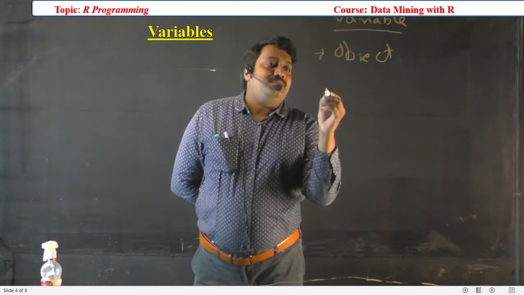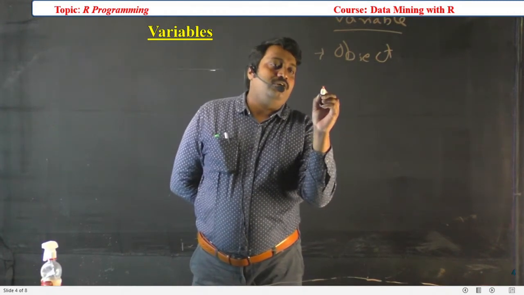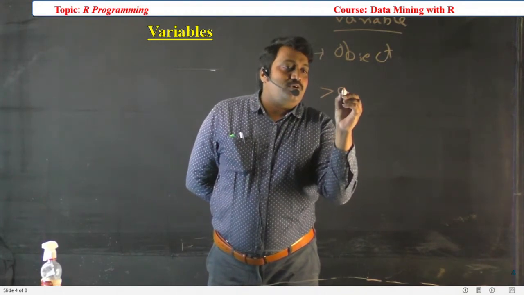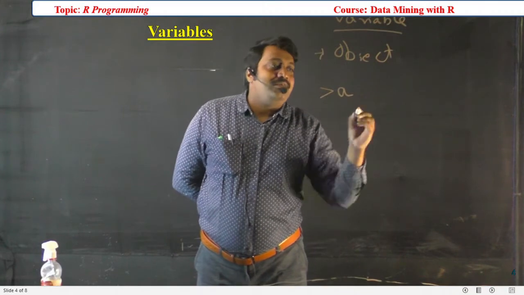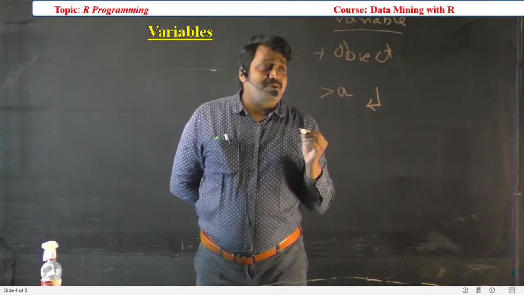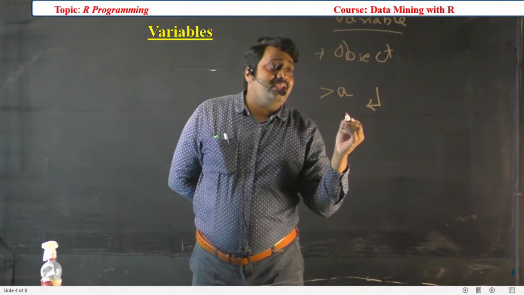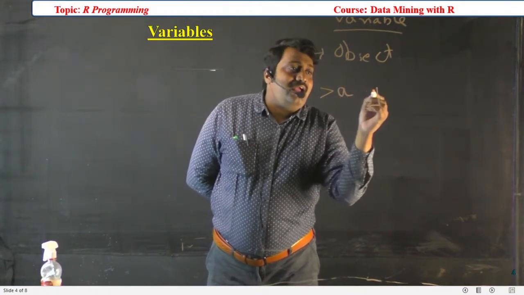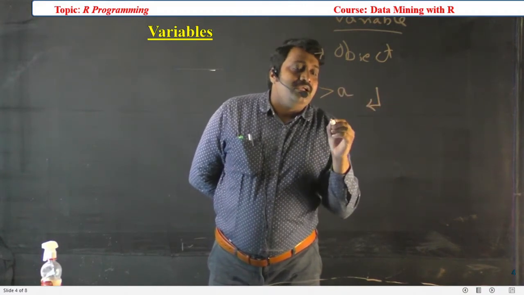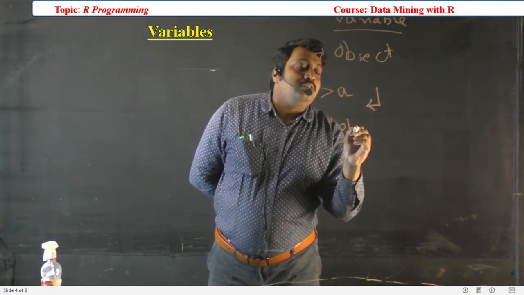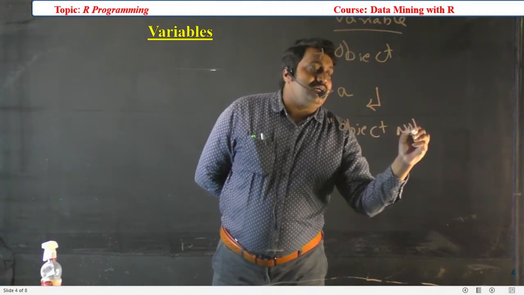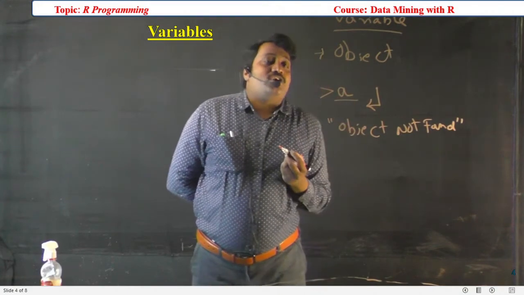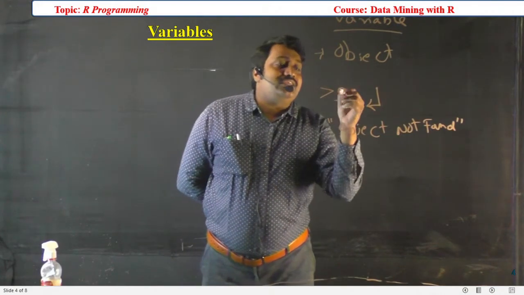After installation of RStudio, we have an R prompt like this. Suppose I want to create a variable or object A and press enter. We know that R is an interpreter, so when I type A and press enter, it shows object not found, because it is the first time and object A is not available.